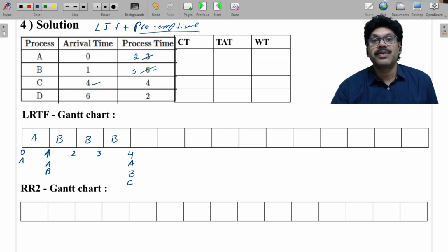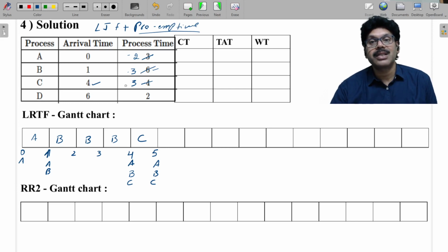Now you cross verify among 2, 3 and 4, which has the longest time. C has got the longest time. You execute C up to 1 unit. So I'm executing 1 unit. Why? You will come to know why I'm executing 1 unit. At 5, A, B, C are still there. Because D comes at 6, we don't consider D. Now among A, B, C, which has the longest time?